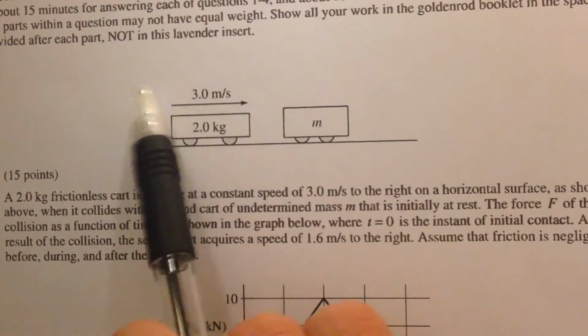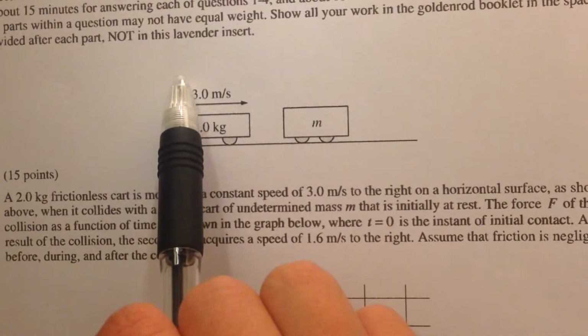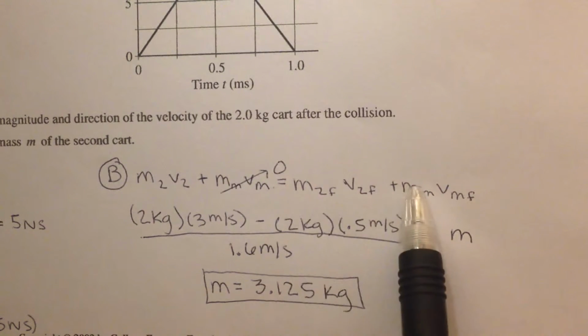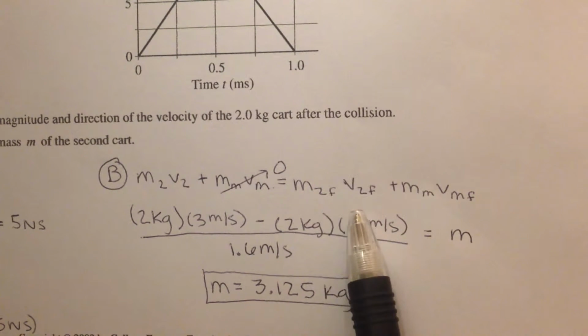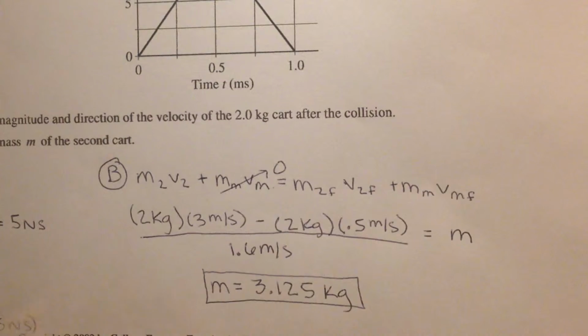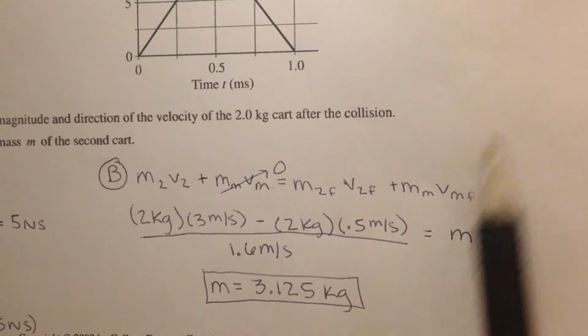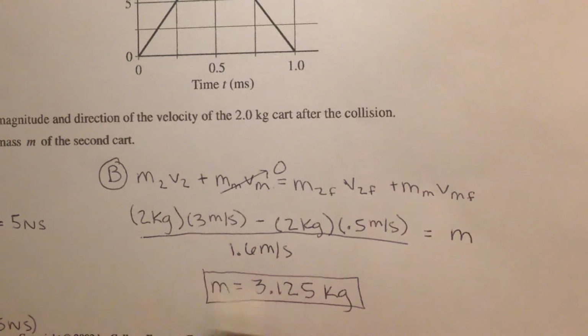So it's just 2 kilograms times 3 meters per second. And then the final is the mass of the second cart times the final velocity, which we calculated before, and then the mass and the final velocity of the unknown mass, which they gave us in the problem. So we plug in all of our numbers, and we find that the mass is equal to 3.125 kilograms.